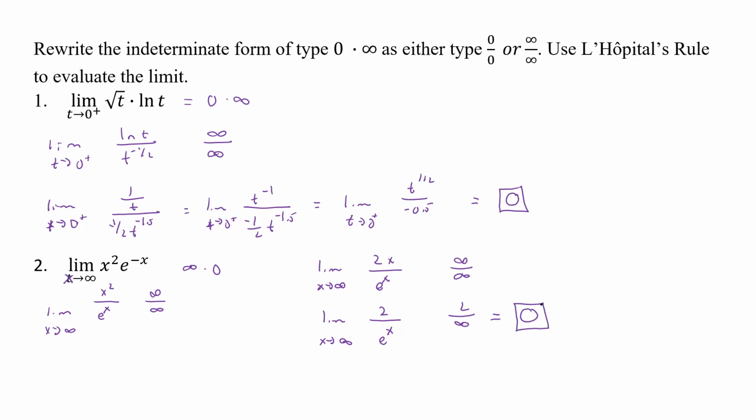Okay. And so that was the key. We had to do L'Hopital's rule twice. We had to do it once, twice, and then we got our 0.